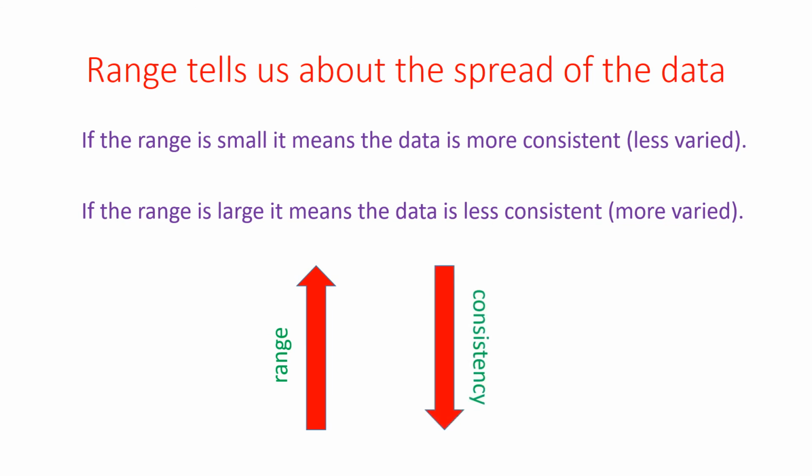And this shows us as the range gets bigger, the consistency of the data gets smaller. They're opposites.